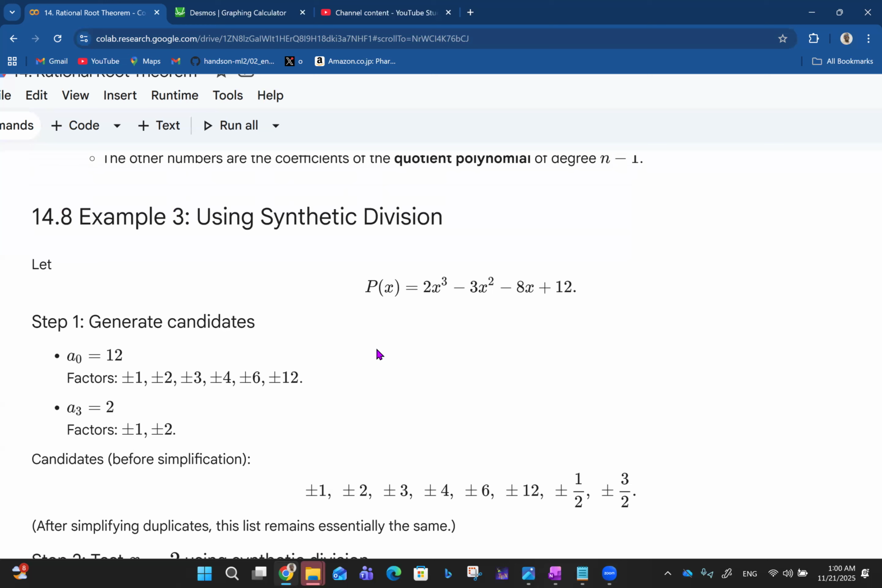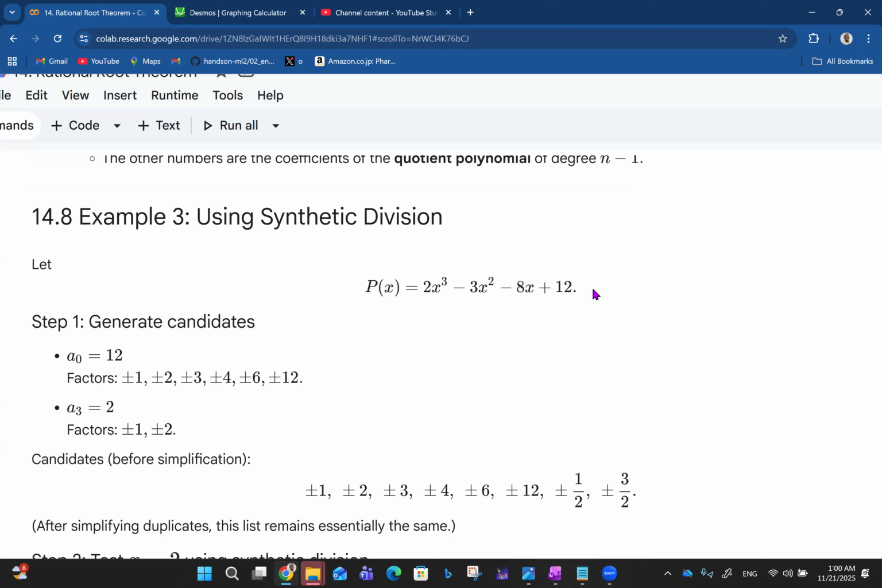So using synthetic division, we can let P of x equal 2x cubed minus 3x squared minus 8x plus 12, and generate possible candidates. So for a0, it is 12. The factors are plus or minus 1, 2, 3, up to 12. Therefore, for a3, we have 2, that's plus or minus 1, plus or minus 2. So the possible candidates before simplification are plenty.